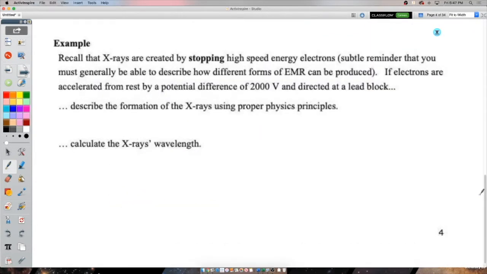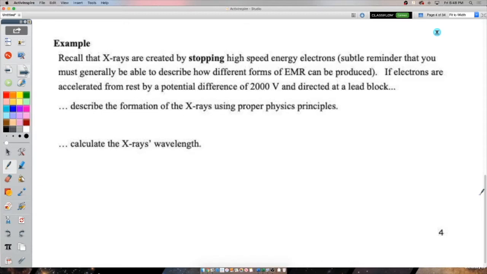Okay, another example here. So recall that X-rays are created by stopping high energy electrons, right? Stopping is an acceleration. So you give them a lot of energy, that means they're moving quick. Stop them, that's a big acceleration. Big acceleration, high energy, high frequency, small wavelength EMR produced like X-rays. Okay, so this is serving as a subtle reminder that you do generally need to be able to describe how different forms of EMR can be produced.